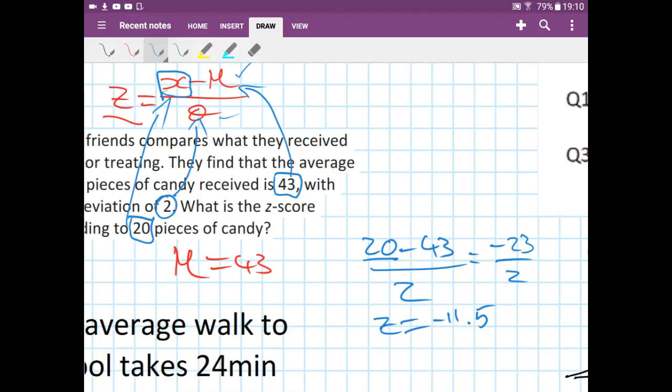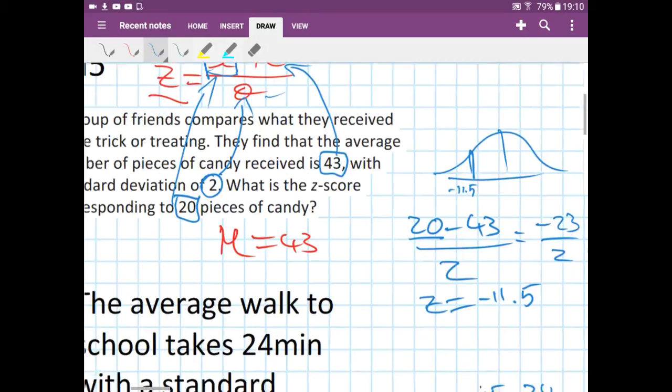So I'm saying, well, this is basically negative 11.5 standard deviations away from the mean. So we're now going to be to the left of our little graph, our little normal distribution. We know we're going to be working on this side here because it's a negative number. So I draw my little line over here. So this is my little z-score here. And I'm just going to call it negative 11.5. And there we go. There we are. And that's working out a z-score. How good is that?